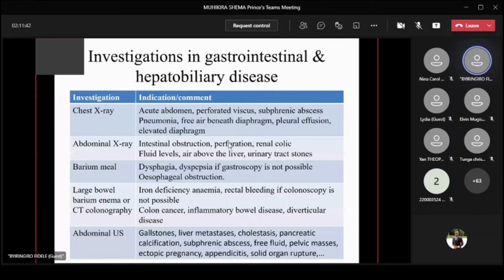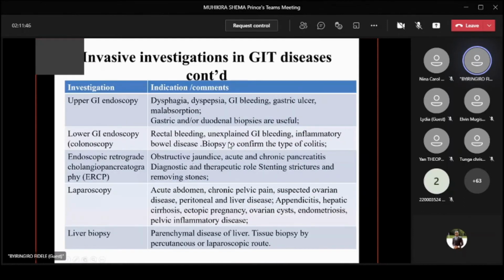So laparoscopy is a procedure where we bring a camera into the abdomen and examine the abdominal cavity. For the liver biopsy, we use just a big needle and take a tissue biopsy either percutaneously, or we can do it through a laparoscopic route.